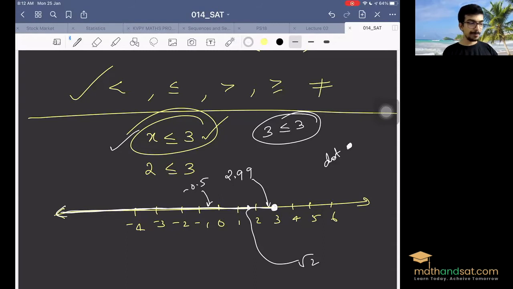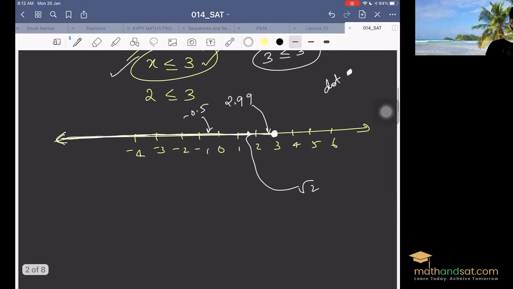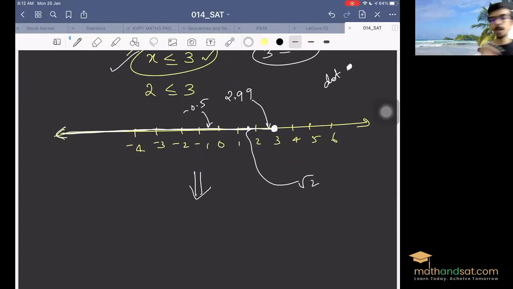Yes, okay. Now, this can be represented in another way. And that is the representation of a set. In a set itself, this is what we call a set builder form.